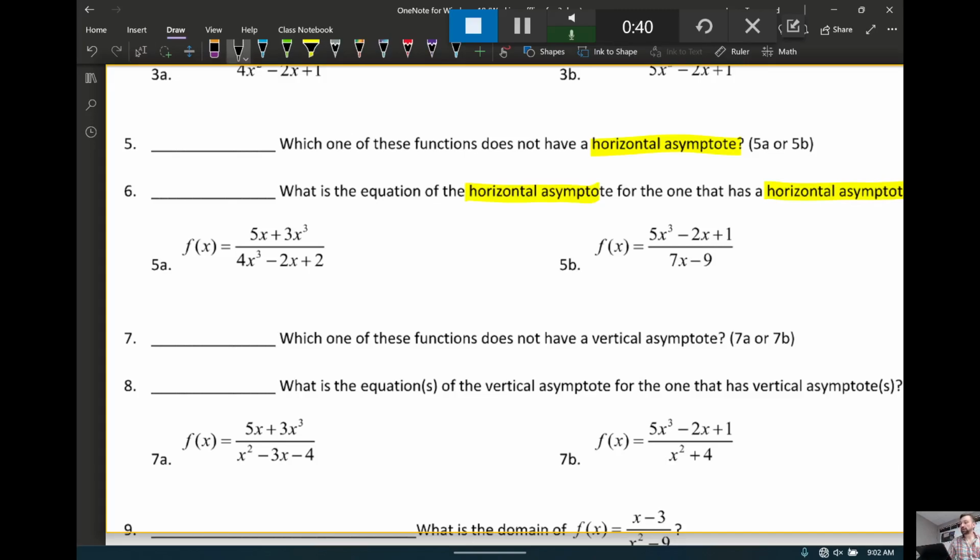So the one that does not have a horizontal asymptote would have to be 5b, because the degree of the numerator is bigger than the degree of the denominator. That just means if you go far out to the right and to the left, the graph is either going to infinity or negative infinity. But without doing some more work, we don't know which way it's headed. Okay, so that means 5a is the one that does have a horizontal asymptote.